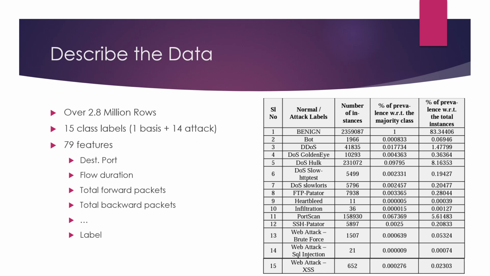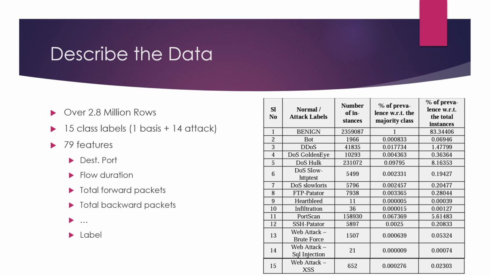So with over 2.8 million rows, what does this data look like? Well, there are 15 class labels, 1 benign and 14 attack, and then 79 features. So essentially, it's comprised of one label regarding what type of attack it is, or whether or not it's benign, and then 79 features regarding the actual network traffic. So we have the destination port, flow duration, total forward packets, total backward packets, etc., and then finally the label.